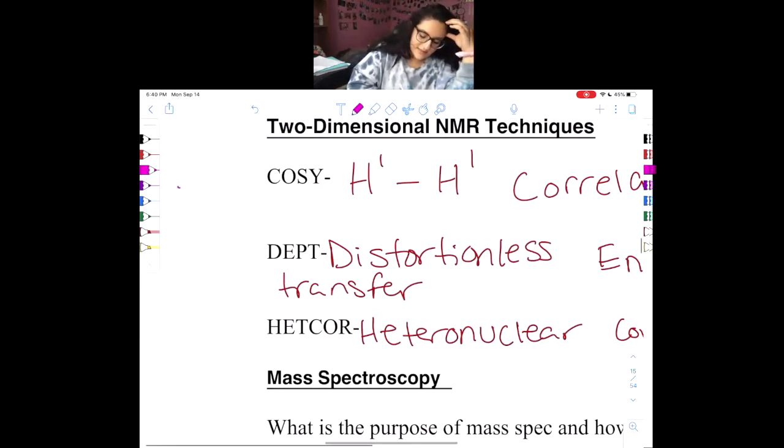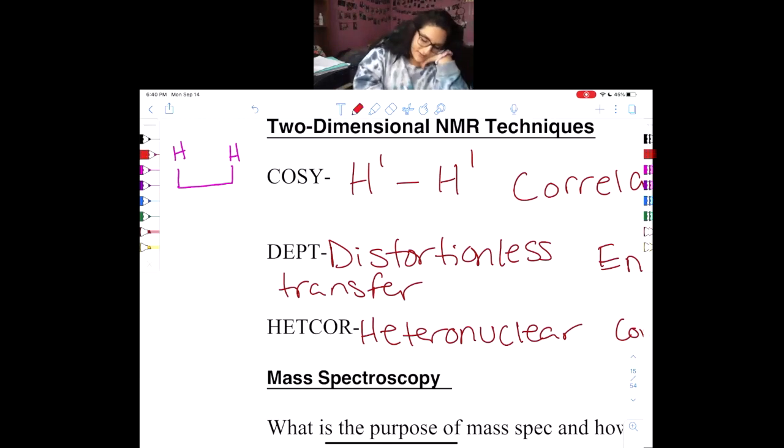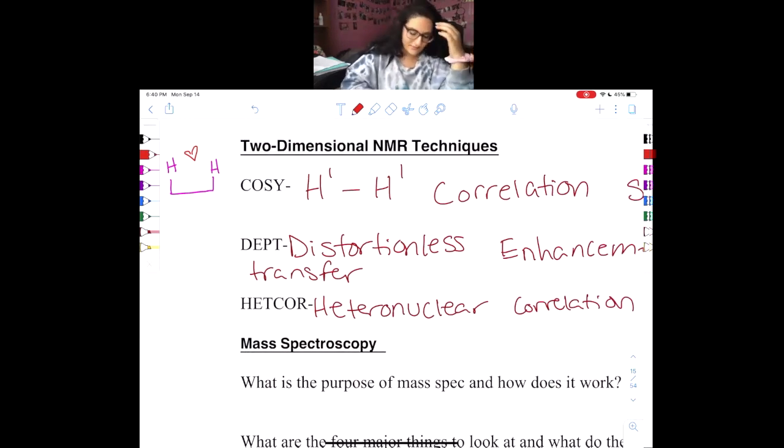COSY tells us about hydrogens that are close by and how they react with one another. So they are super cozy with each other. They're nice and cozy. They're nice and close, nice and cozy.